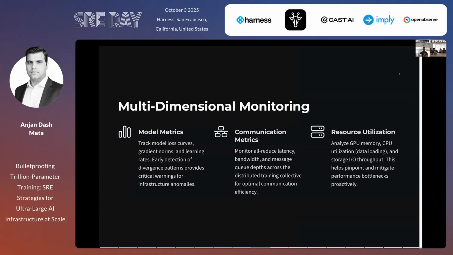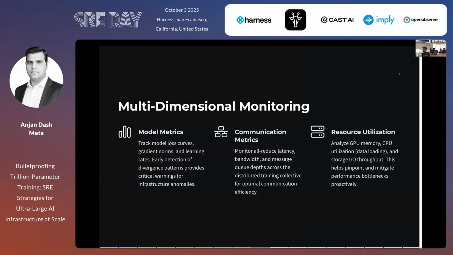Let's look at what those multidimensional monitoring and observability metrics are that we are monitoring. We talked about model metrics. We have loss curves, we have gradients, and of course learning rates we also need to find out. And if we find any divergence, if the pattern is not converging, then we need to take action.